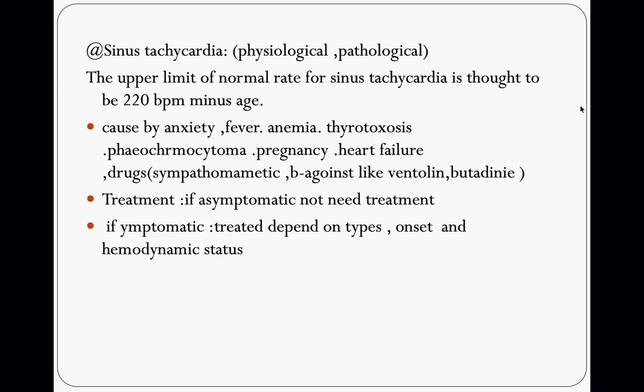In normal physiology, the upper limit of the normal heart rate for sinus tachycardia is thought to be 220 beats per minute minus the age. If an individual is 50 years old, 220 minus 50 is 170. The upper limit the heart can produce is 170 beats per minute.